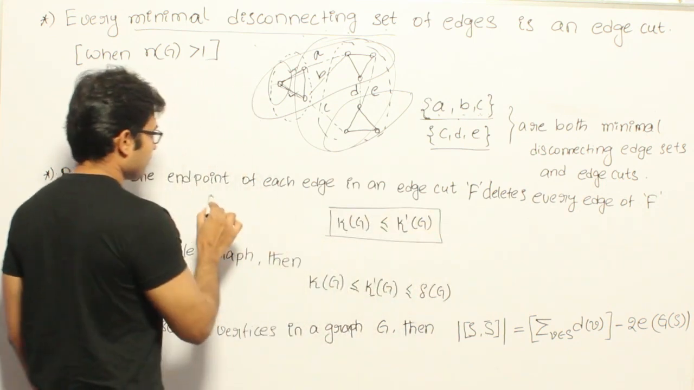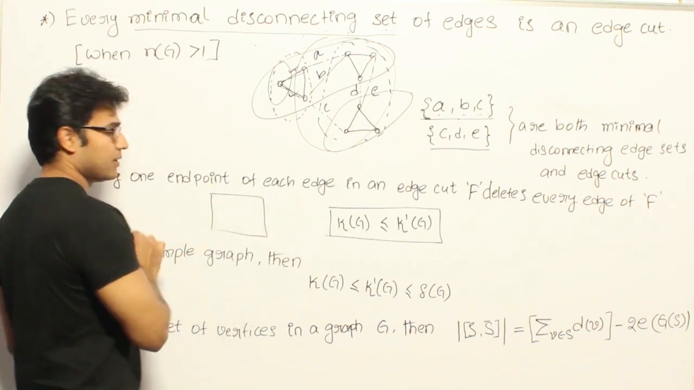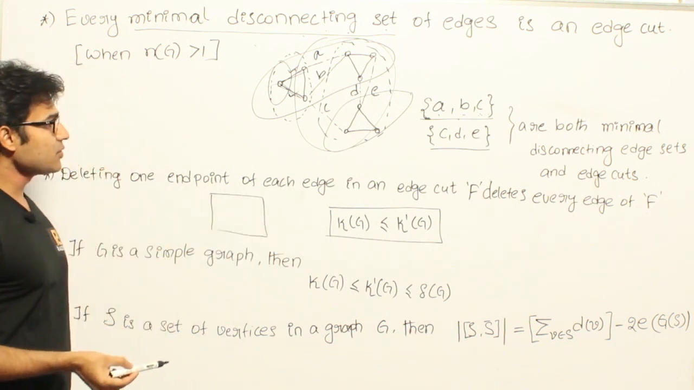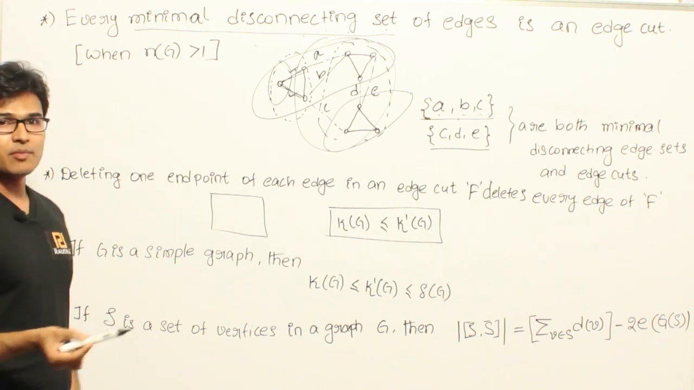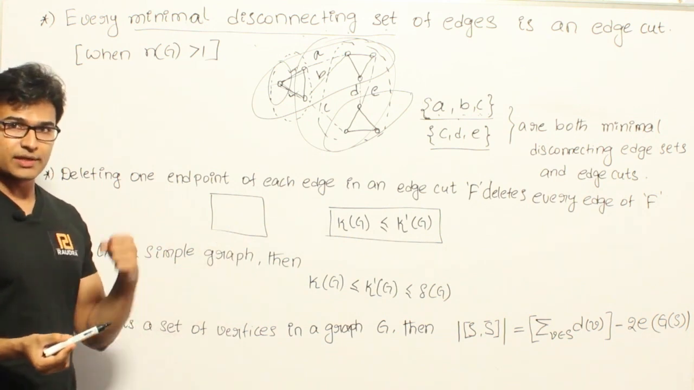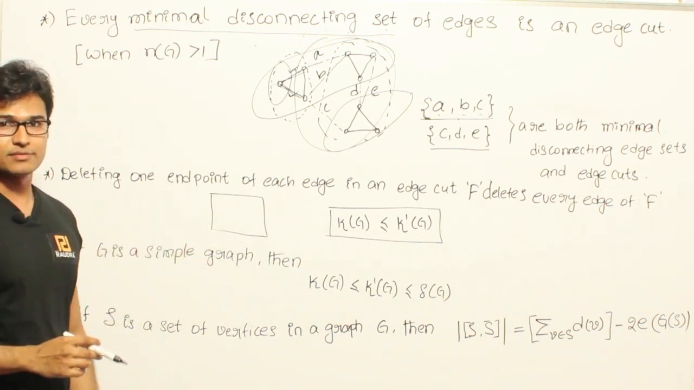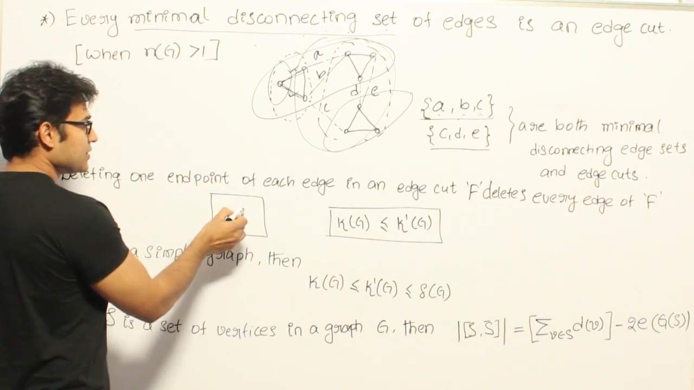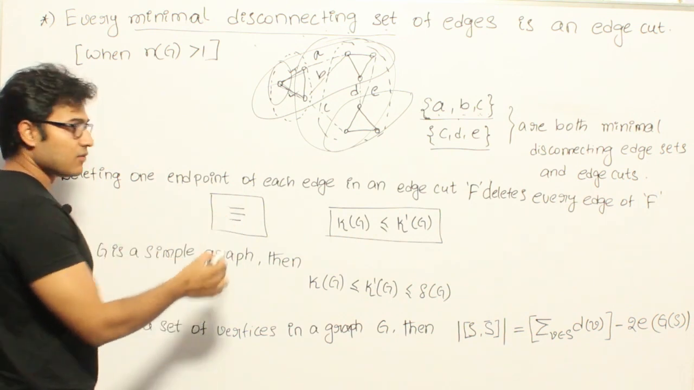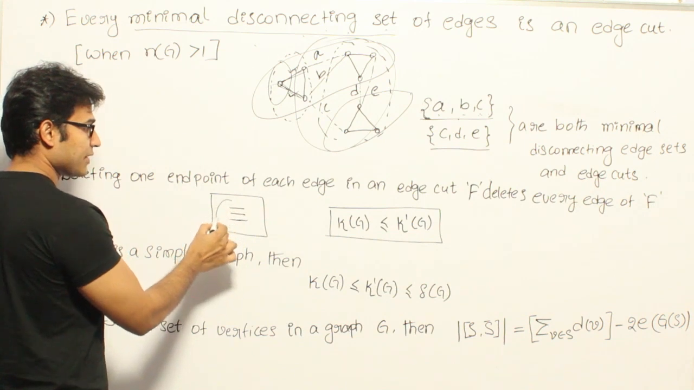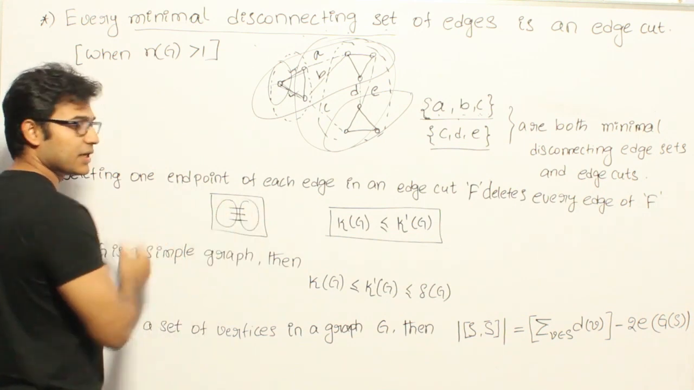Let us say there is a graph, right? Now in this graph you try to find out the minimum number of edges that you need to delete in order to disconnect the graph. Say you got these three edges, right? If you delete these three edges, you are able to disconnect the graph into two parts, right?